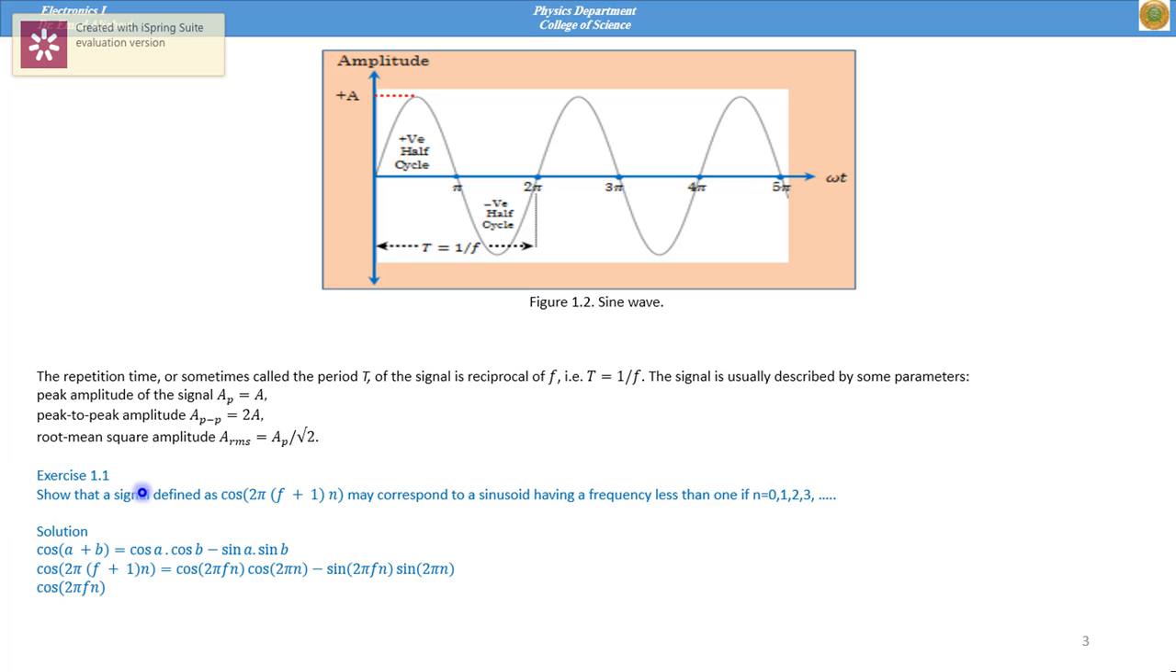In this exercise, we see this is a sinusoidal signal, and you are requested to prove that the sinusoidal signal has an RMS value less than 1. It is very simple. You can use this equation and just expand it. You can get this value, because sine of 2 omega n, and this term is equal to 0.